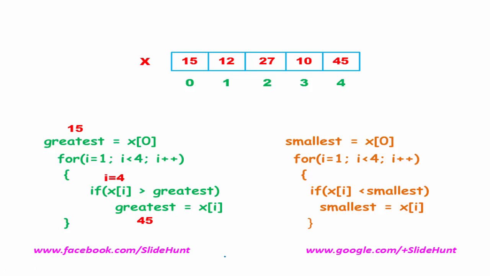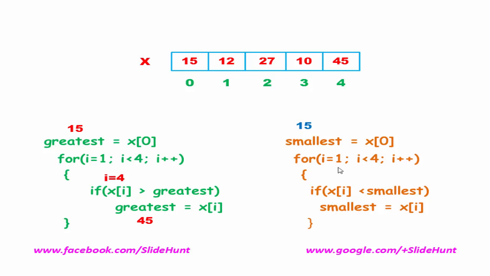Similarly, we find the smallest value. First we initialize x of 0 to smallest. X of 0 equals 15. So smallest contains 15. Then inside the for loop, we check the condition: if x of I less than smallest.